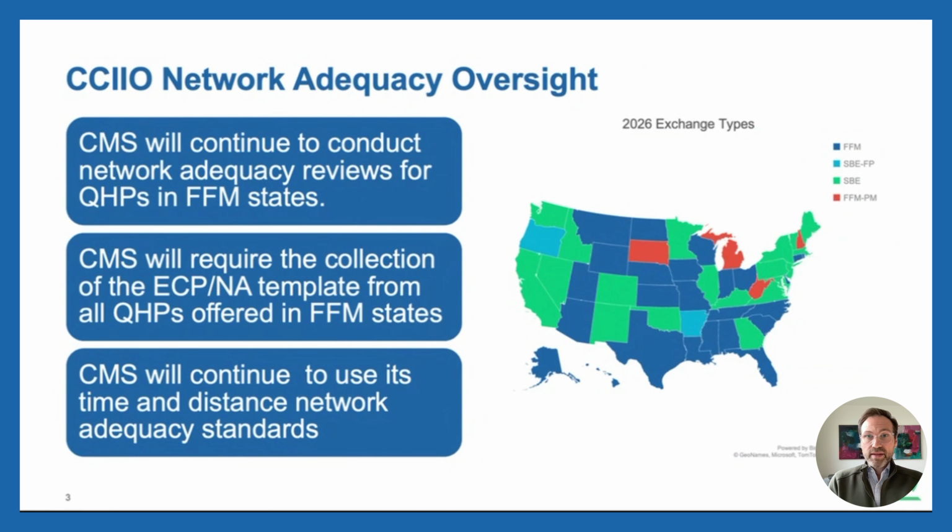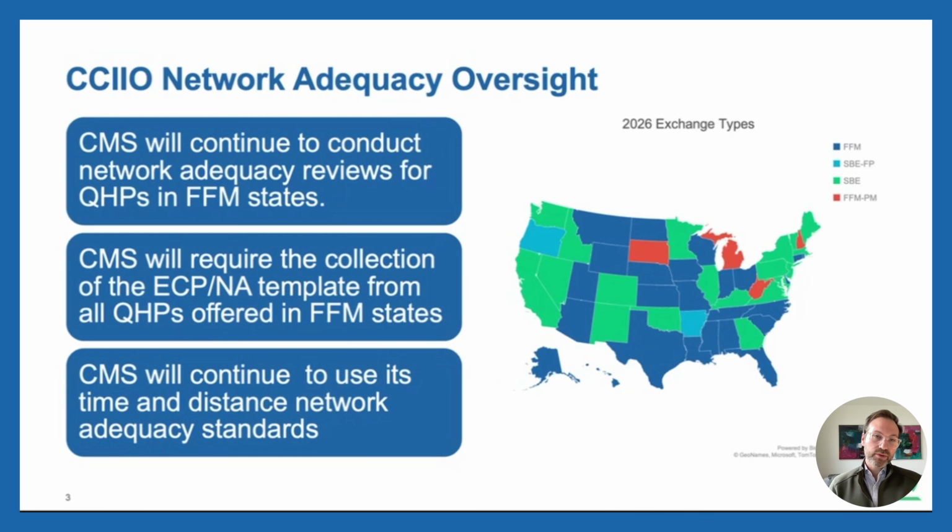Going into the first domain, this is all about CCIIO network adequacy oversight. CCIIO will continue to conduct network adequacy oversight of QHPs in the federal exchange. They will continue to collect the ECP network adequacy template from all QHPs offered in FFM states, and CMS will continue to use its time and distance standards. On the right-hand side of the slide, you can see the different exchange types that exist today.